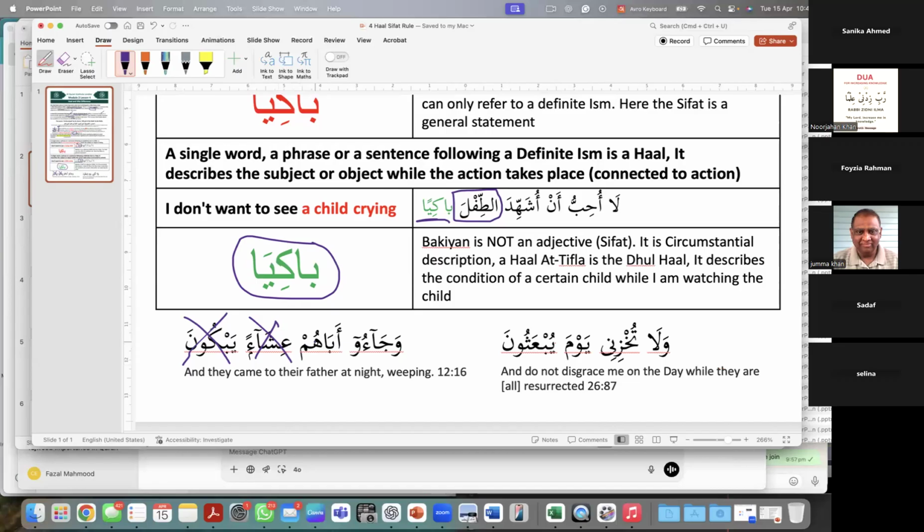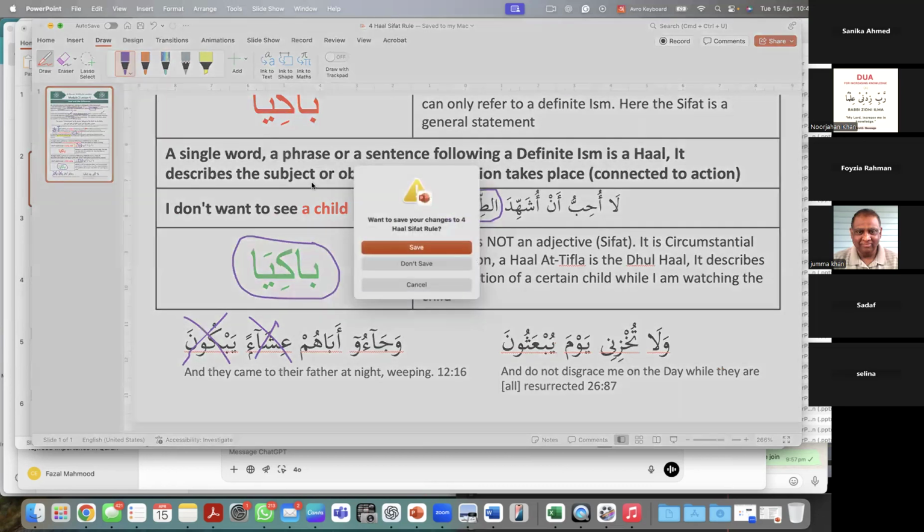Now I wouldn't explain the other one for now. Let's just move into the other lesson, inshallah. How are you doing? 41, inshallah, no problem. Okay. If you have any question on that, you can still ask in the chat box later on, inshallah.